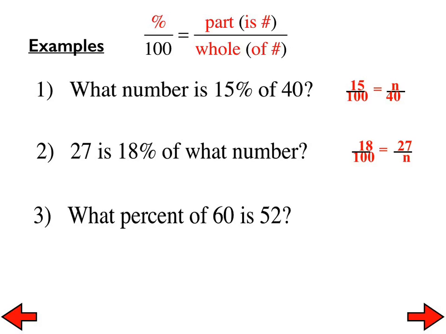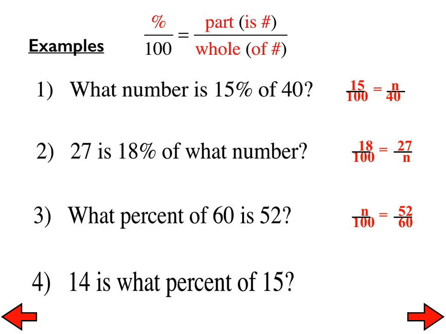Number 3, this time we don't know the percent, so we have n over 100. We know the part or the is number is 52, and the whole or the of number is 60. Setup would look like that. And then number 4, we don't know the percent, but we do know that the part or the is number is 14 and the whole or the of number is 15. Any questions? All right. We are finished.